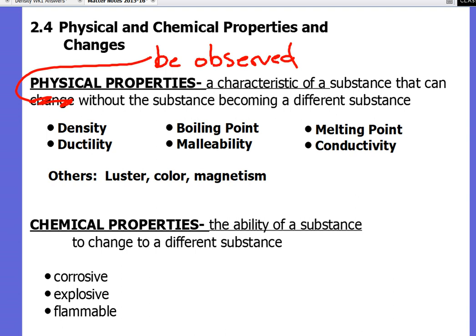So I was just about to talk about physical and chemical properties and changes. These two terms can often be confused. So a physical property is something that can be observed, as you can tell by this scratchy red line there, without the substance becoming a different substance, meaning it might look different, but it's still the same thing. And I usually focus on: can you reverse it?